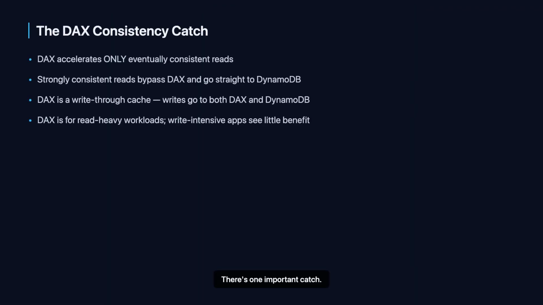There's one important catch. DAX only accelerates eventually consistent reads. If your application demands strongly consistent reads, those bypass DAX entirely and go straight to DynamoDB, so they get no speed boost. On writes, DAX is a write-through cache. The write is applied to both DAX and DynamoDB, keeping the DynamoDB table as the authoritative system of record. That means there's no risk of serving stale data from the cache after a write. The bottom line, DAX shines for read-heavy workloads. If your app is write-intensive, the cache overhead buys you very little.